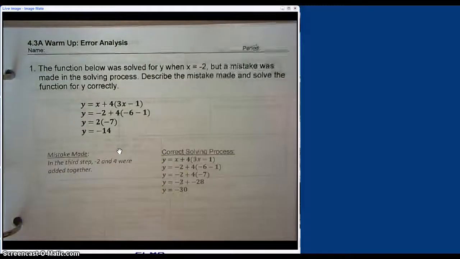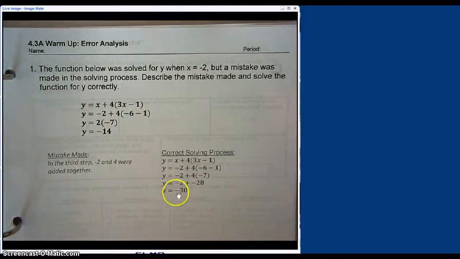So hopefully you found that y was supposed to be equal to -30, and the mistake was in the third step, -2 and 4 were added together. So basically they didn't multiply that 4 and the -7, they just added those together first. So that was the mistake. Okay, I'm going to go back and give you another one.